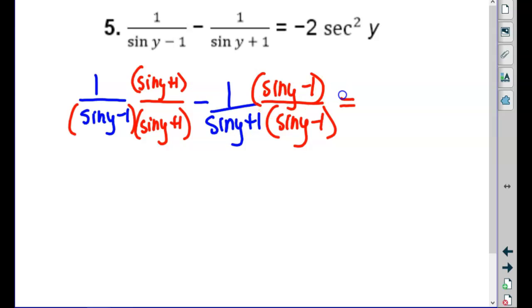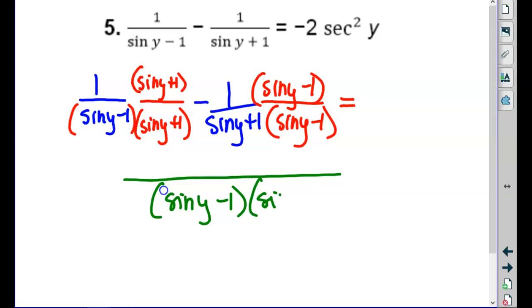Because it is a proof, just like in geometry, there were silly things you had to do in the proof that seemed redundant. Like, remember when you had to write reflexive? You're doing side angle side or something, you had to show all the steps. You've got to show me that you're getting a common denominator. So now the common denominator has sine y minus 1 times sine y plus 1.